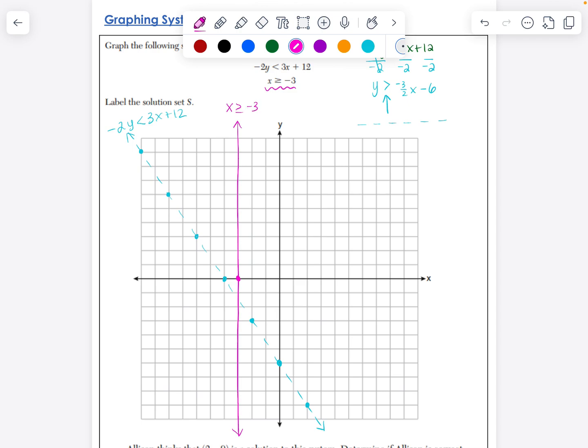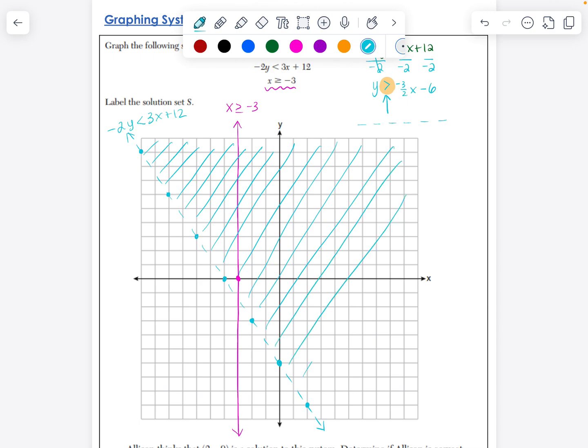So now that both of my lines have been graphed, I'm going to go back and shade. The first one, when you got it into its correct form, has the greater than symbol. So I am going to shade where the y values are greater than where my y-intercept started. Okay, so all of these are where the y values are greater. I'm shading above the line.